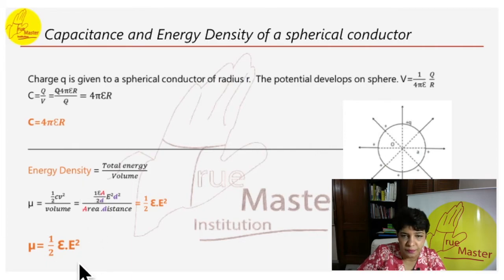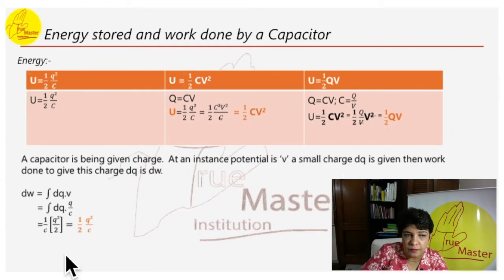Thank you. The work done in charging the capacitor is stored as its electrical potential energy. In the coming slides, we will derive three formulas for energy, and we'll start here. First we'll derive this formula. A capacitance is given a charge. If a small charge Q is given, what will be the formula for work done? Work done will be equal to charge into potential.